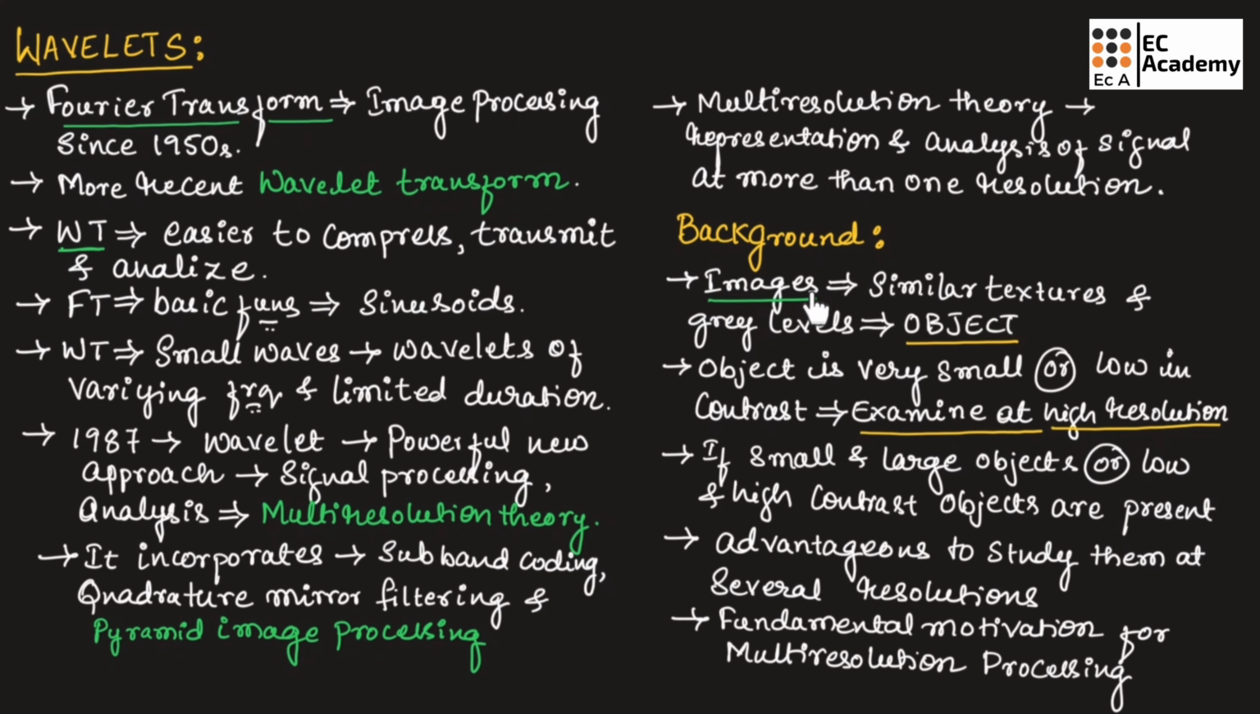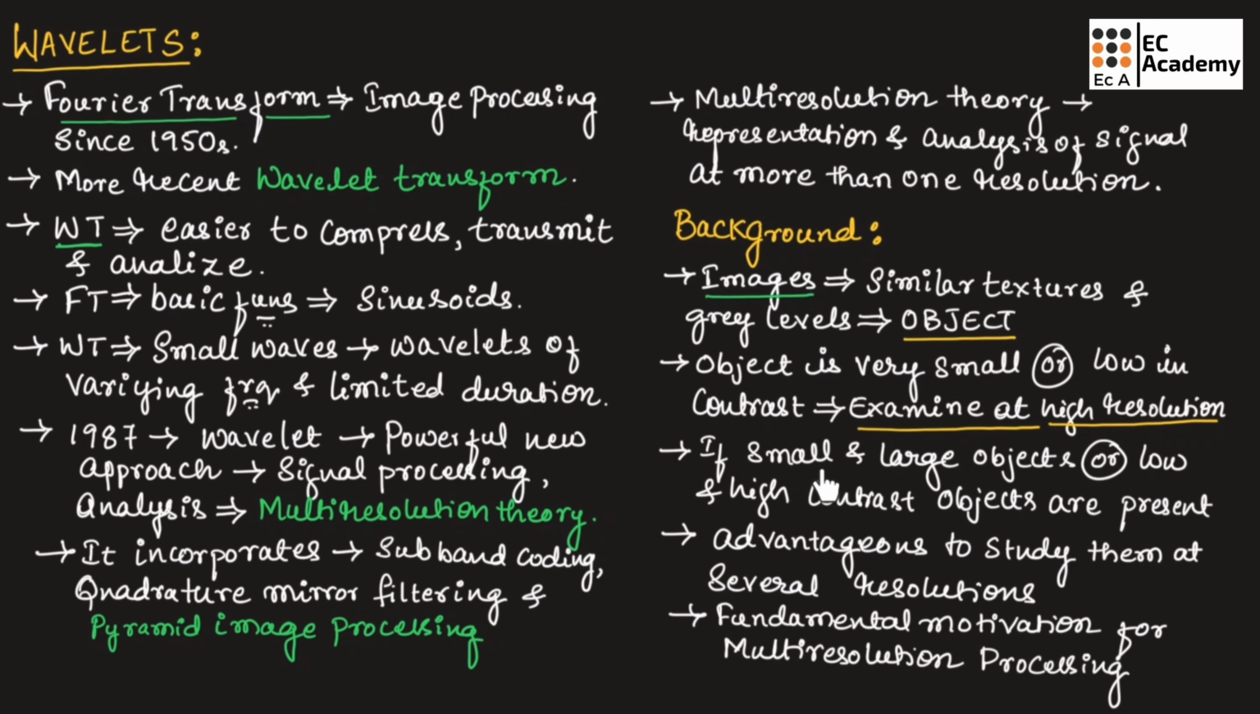Whenever we look at an image, generally we see connected regions of similar texture and gray levels that are combined to form an object. If the objects are very small in size or low in contrast, we normally examine them at high resolution. If both small and large objects or low and high contrast objects are present, then it can be advantageous to study them at several resolutions. This is the fundamental motivation for multi-resolution processing.